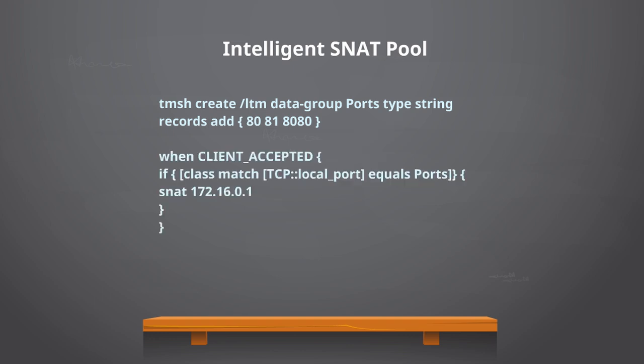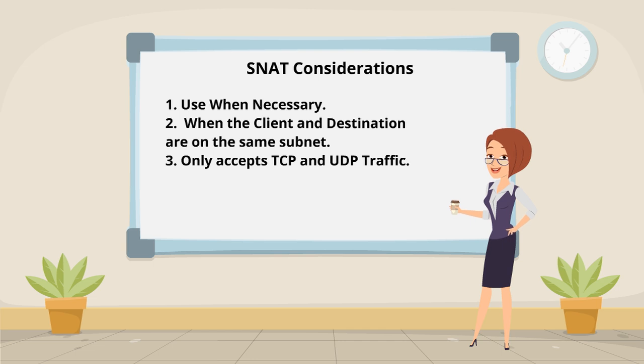Now, if you remember, I did mention an iRule would need to be created as well. So if you look at the config on the screen here, you'll be able to see that an SNAT translation address of 172.16.0.1 is basically using the ports that were defined in the ports data group config, which I previously showed you, and I've just put an arrow on the screen so you can see the name of the data group, which is called ports. Easy.